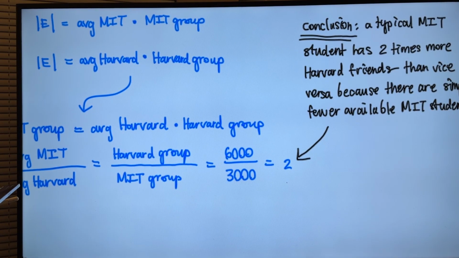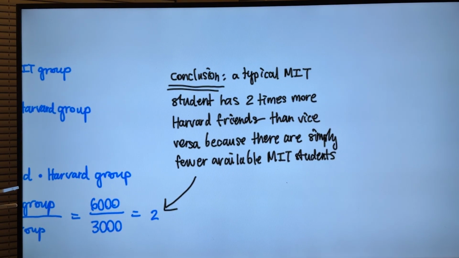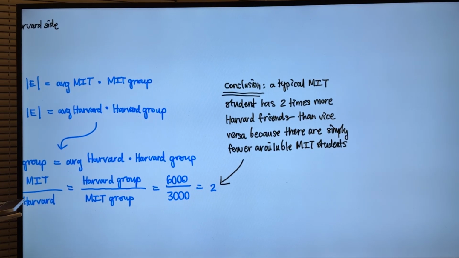So from that number, we are then able to make this conclusion that a typical MIT student has 2 times more Harvard friends than vice versa because there are simply fewer available MIT students. There's a lot more Harvard students. Therefore, on average, you would expect every MIT student has definitely more than one friend, okay?